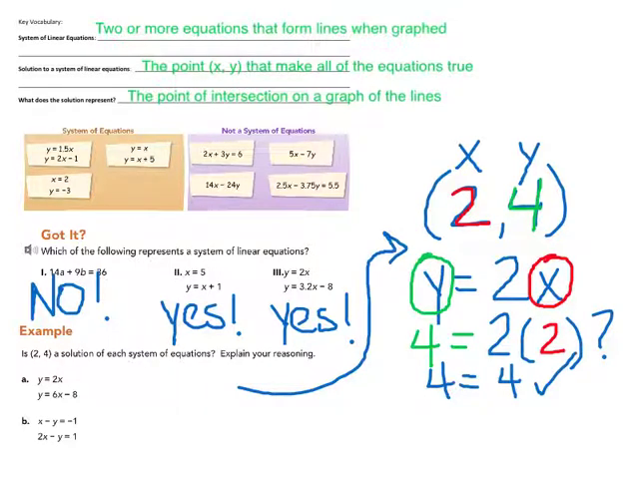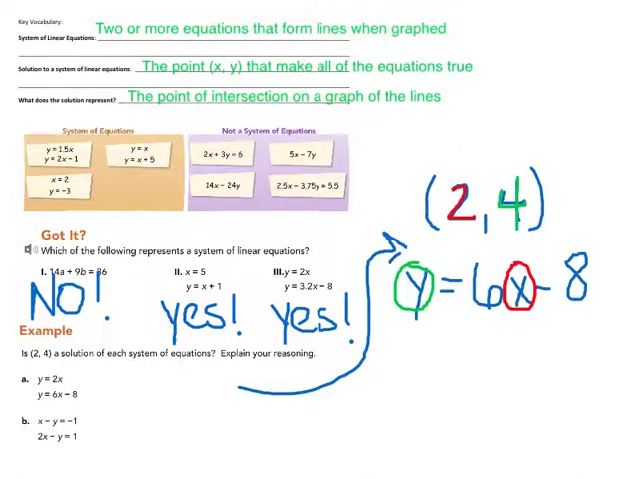Now keep in mind, up here it says it has to make all of the equations true. So it made the first one here true. Does it make the second one true? So now we have to test that. So you can see that I'm going to plug in 2 for this x, and I'm going to plug in 4 for the y.